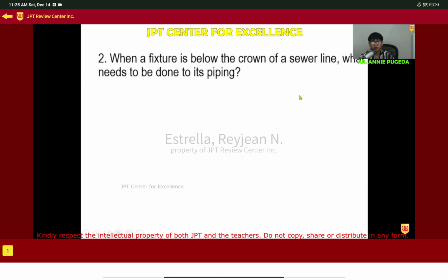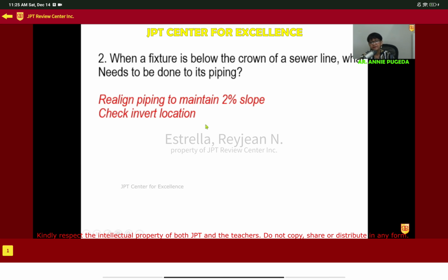Next, when the fixture is below the crown of a sewer line, crown, right? Your pipe is round: crown, spring line, invert. When the fixture is below the crown, so the main sewer pipe is higher, what needs to be done to its piping? Well, of course, you align it, you should have 2%. Okay? So, realign piping to maintain 2% slope. Check the invert location and its invert elevation.